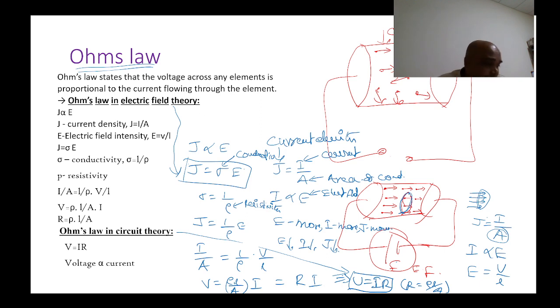If you are asked about Ohm's law in an examination, you have to write Ohm's law in electric field theory and also Ohm's law in circuit theory. Is it clear? So this is about Ohm's law. If you have any doubt, you can share your comment. Finally, the applied voltage is directly proportional to current, which means current is directly proportional to the applied electric field. So this is about Ohm's law.